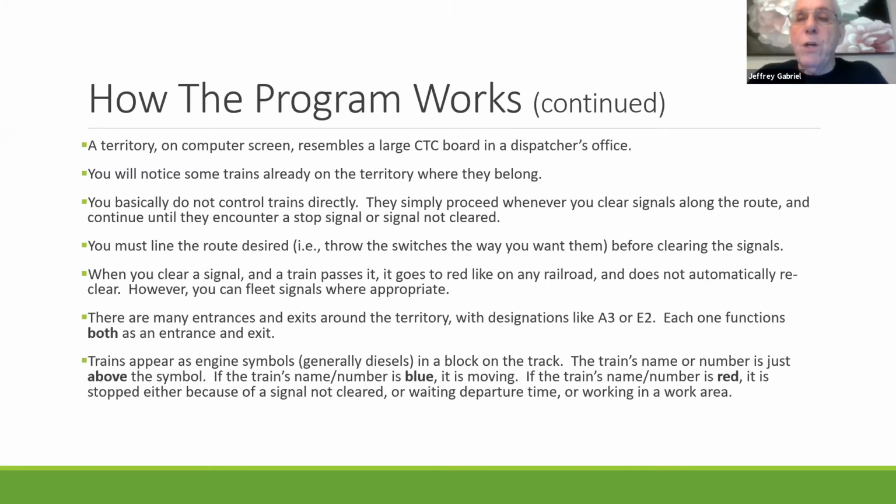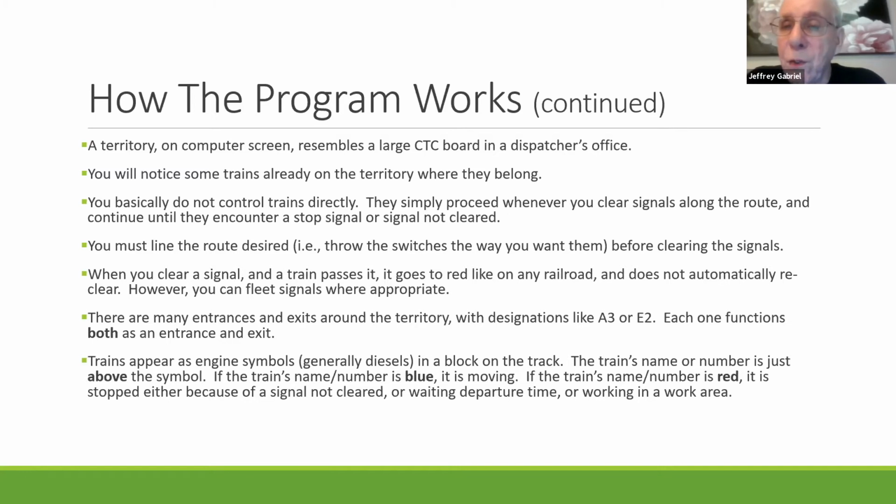They simply proceed whenever you clear the signals along the route and will continue until they encounter a stop signal or a signal not cleared, or they stop at station stops that are designated. You must line the route first, i.e. throw the switches before clearing the signals. When you do clear a signal and a train passes it, it goes to red like on any railroad, doesn't automatically clear normally. However, you can fleet the signals where appropriate. Fleeting means setting it so after the train gets another block ahead down the line, the signal would go to green or maybe yellow and then green in the next block.